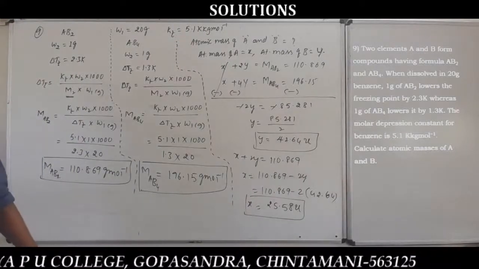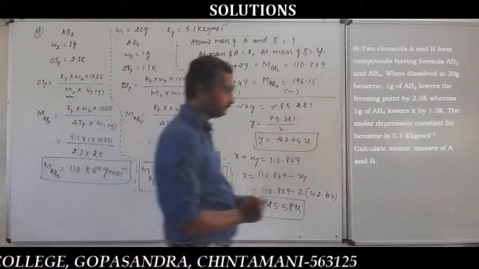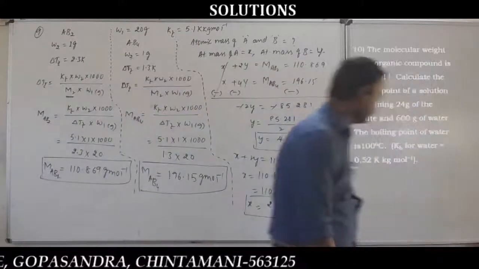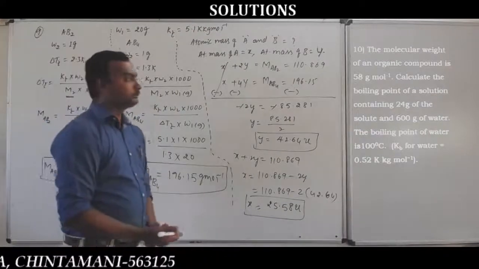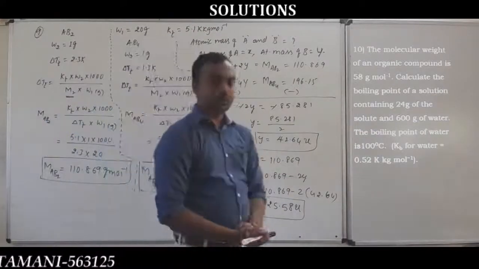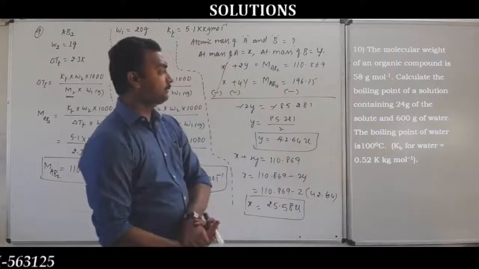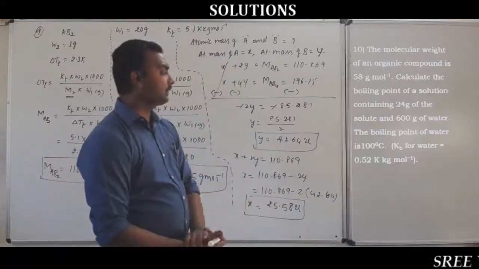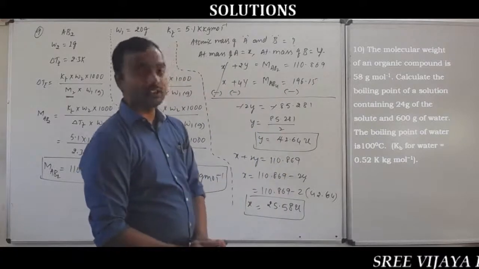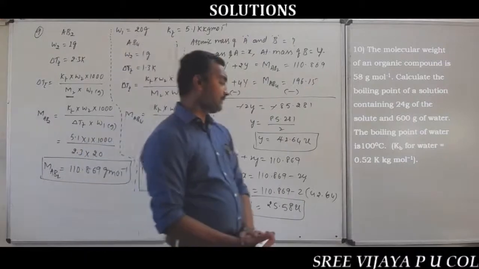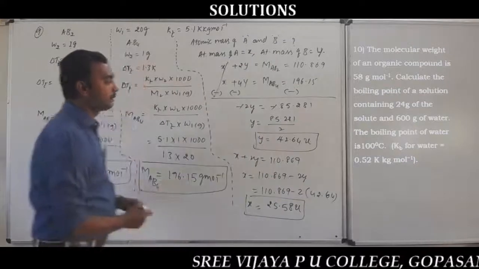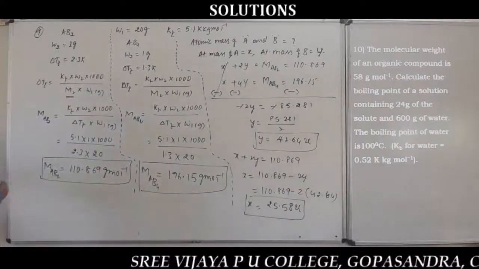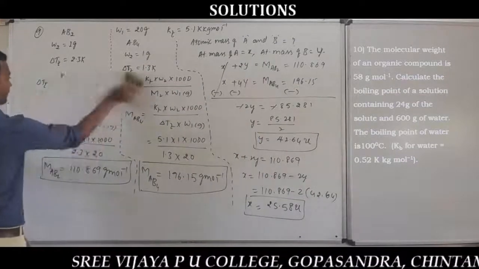Let me start the last problem. The molecular weight of an aromatic compound is 58 gram per mole. Calculate the boiling point of a solution containing 24 gram of the solute and 600 gram of water. The boiling point of water is 100 Celsius, Kb is 0.52 Kelvin kg per mole. This is a direct problem based on elevation of boiling point of the solvent.